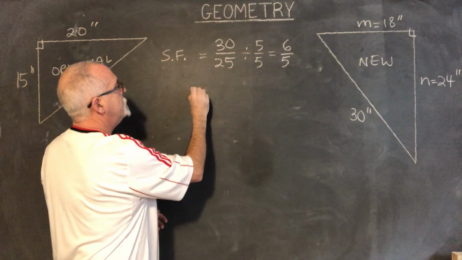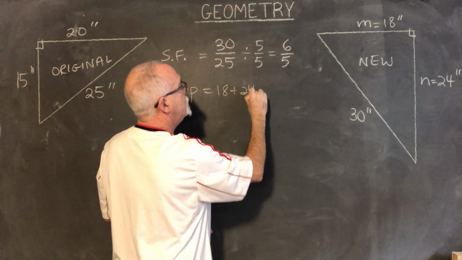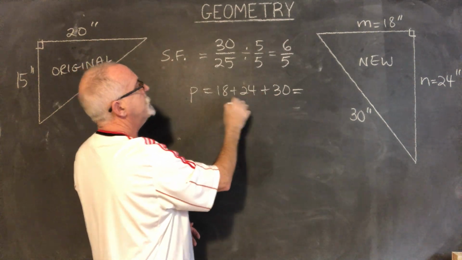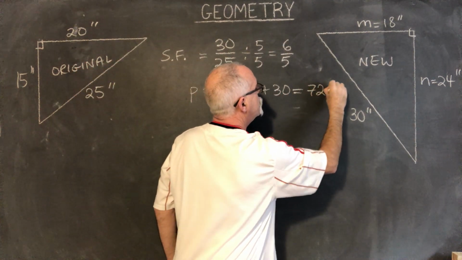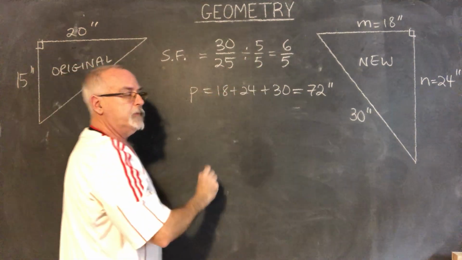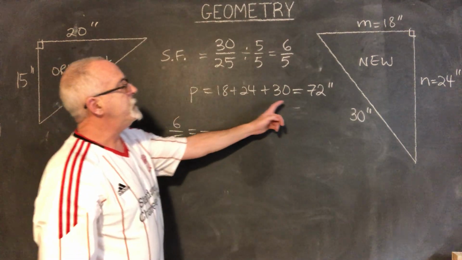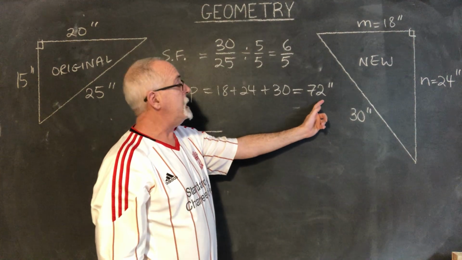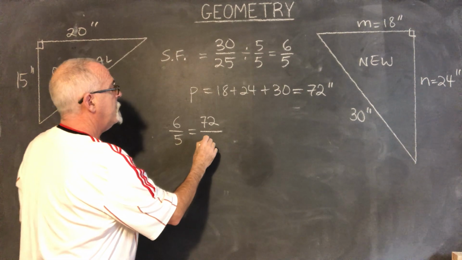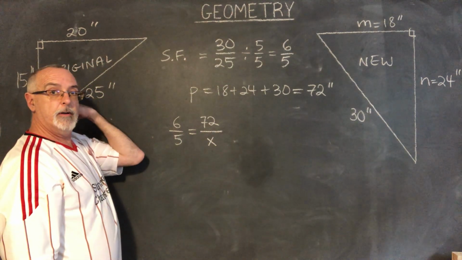Okay, so the perimeter of this triangle is going to be 18 plus 24 plus 30. And that will be what? 30, 54, 64, 72. 72 inches is the perimeter. Now I'm going to apply the scale factor. And I will use the reduced version, 6 over 5. The perimeter that I figured out here by adding is the perimeter of the new, so it has to go on the top. And then I can use, I guess, an X to represent the perimeter of the original.